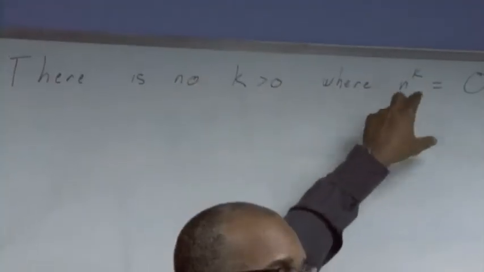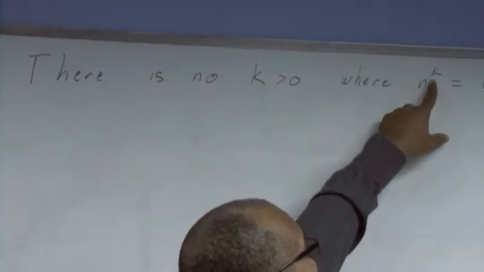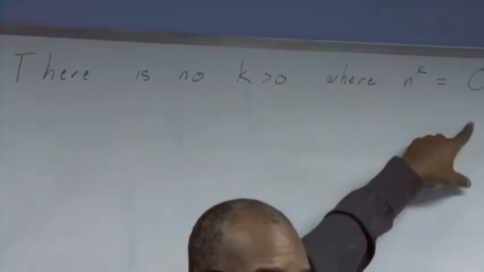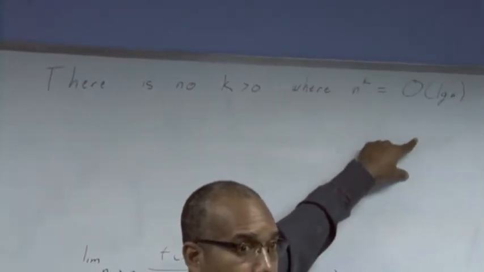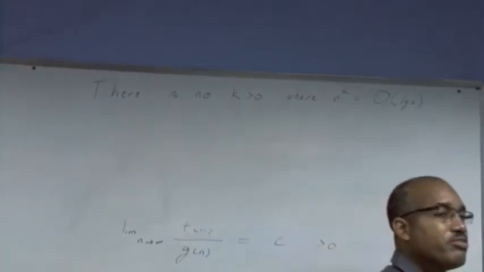There is no function where you have an exponent that grows at a slower rate than a log. If you have n to the 0.00000001, it still grows faster than the log function, right? As long as the exponent is greater than 0.